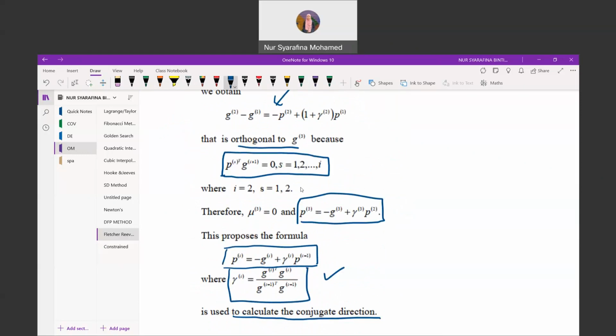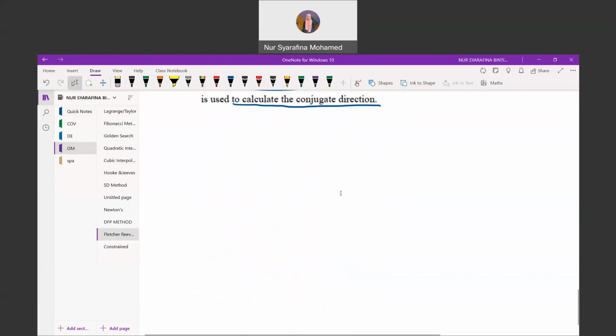Okay, now let's take a look at the example by looking at this algorithm.